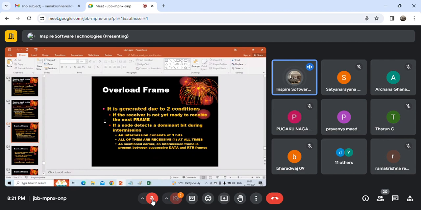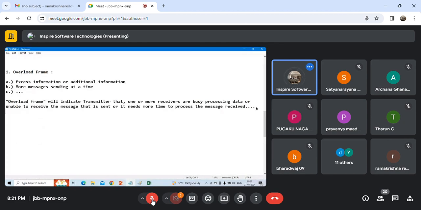Okay, so it is generated due to two conditions. One is if the receiver is not yet ready to receive the next frame. It received one message, and for the next message it is busy processing this. You send some message, and immediately after that you are sending another message. Here, message is also called a frame. Both are equal in this context.